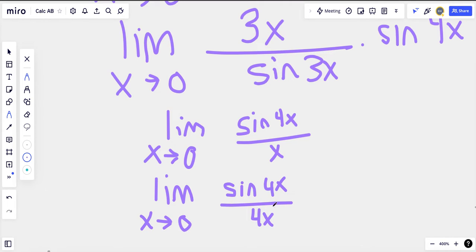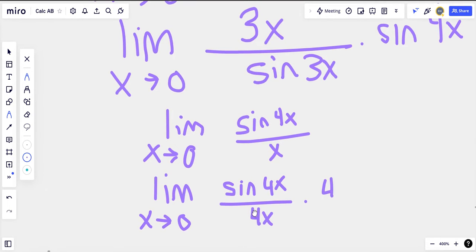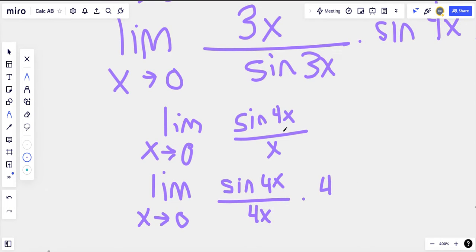And now that we know what we want it to look like, to make this equal to this, you would just multiply this by 4. And this works because you can check, right? You can cancel the 4 and 4 into the same thing.